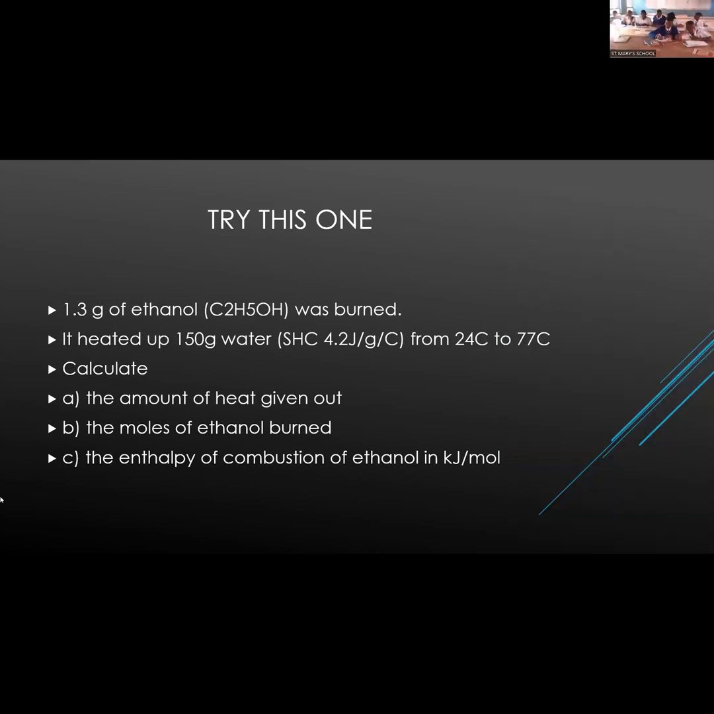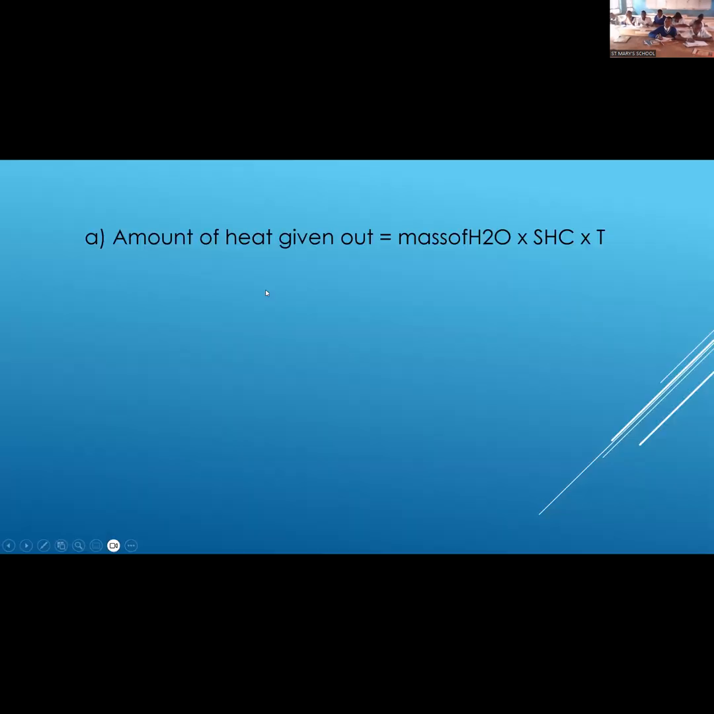Okay, so I'm going to show you how the calculation goes. Okay, so 1.3 grams of ethanol. I should have said C2H5OH, its RMM. Well, it's 2 carbons, each carbon is 12. It's 6 hydrogens, they're 1 each, and 16 for the oxygen will make it 46. Okay, so the RMM, or molar mass, will be 46. So how do we do it? Well, we need the mass of water times the specific heat capacity times the change in temperature.